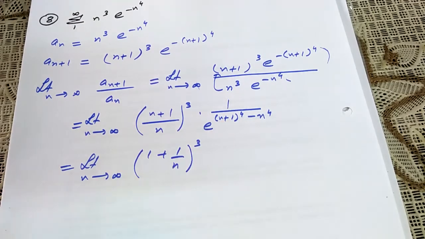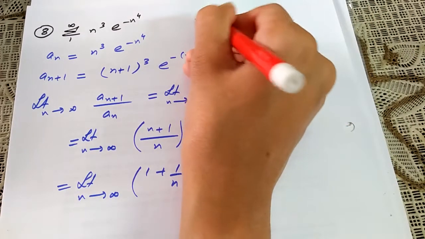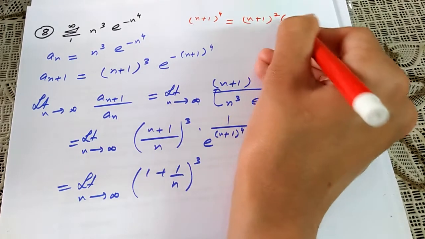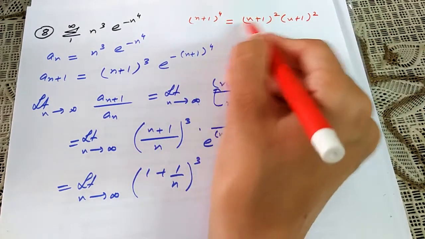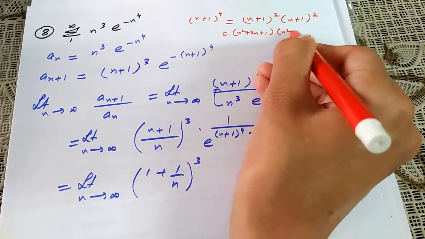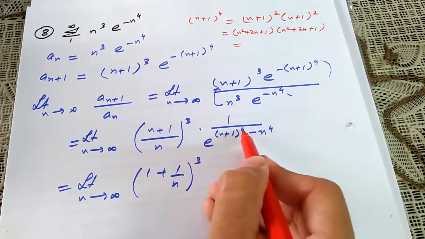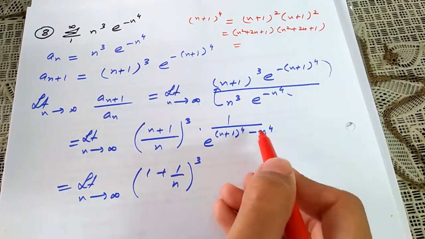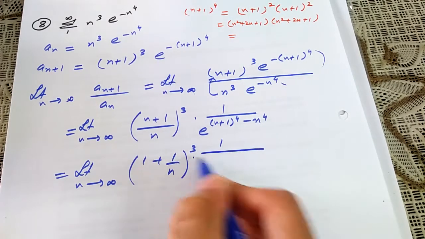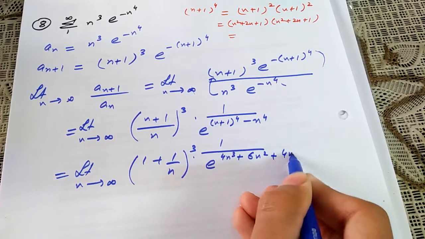Now you need to open this term. This is (n+1)⁴. (n+1)⁴ can be written as (n+1)² into (n+1)². Now open this square term, that is n² + 2n + 1, and this one is n² + 2n + 1. Now multiply these terms. After multiplication, just substitute the values here and subtract n⁴. At the end you will get 1 over e raised to the power 4n³ + 6n² + 4n + 1.